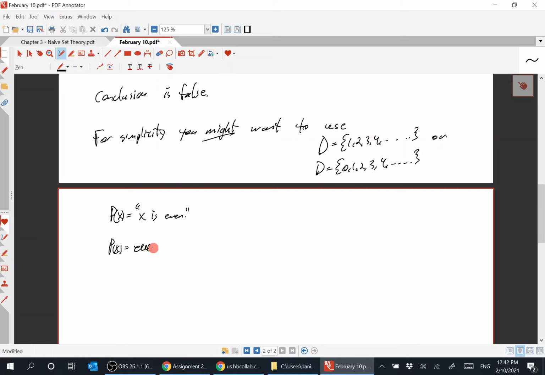P(X) equals even, not a sentence. Even is not a sentence. P(X) equals is even. Again, not a sentence. This has no verb, no subject, no direct object. I mean, what is even? It's just a word, just an adjective. This has a verb, has a direct object, no subject. That subject needs to be X, or the direct object somehow uses X. X has got to be in there somehow. Not a sentence.